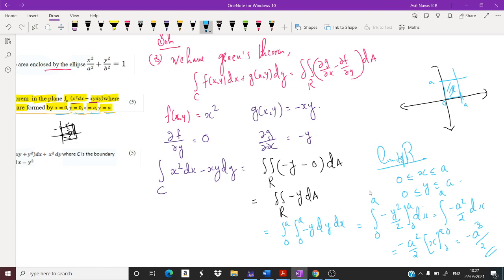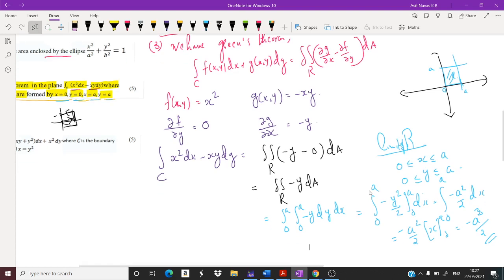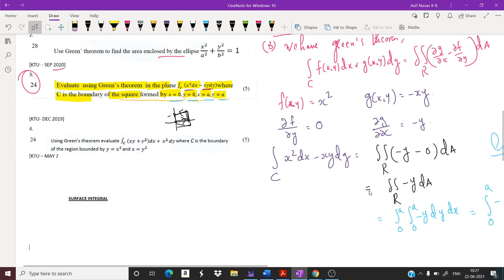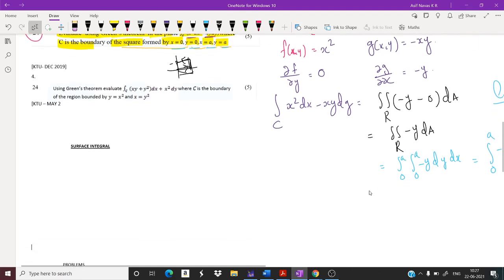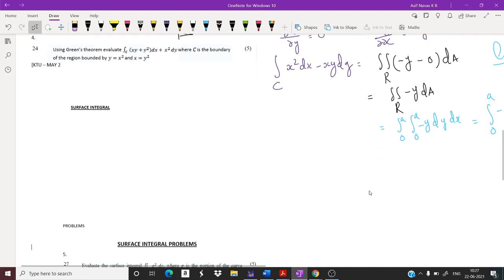So it's easy, right? Green's theorem is a comparatively easier part. So any doubt in Green's theorem? I will share these questions in your WhatsApp too. You just work out the 24th or 4th question also. Okay. So anybody have any doubt? Is it clear?